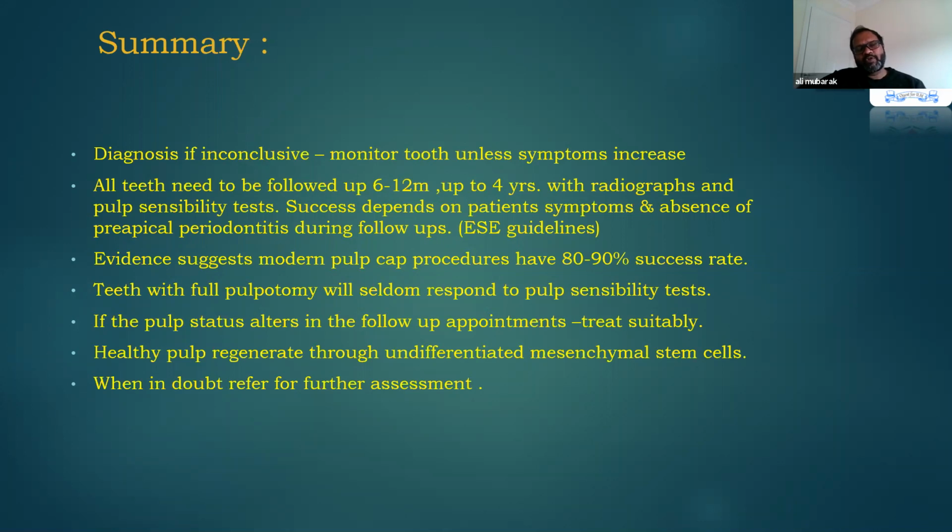Now, evidence suggests that most pulp cap procedures have an 80 to 90% success rate. This again is multifactorial. You could find people of a younger age having a higher success rate than people of an older age, but you don't have to do pulp cap procedures on people who are generally old, because you might not find much pulp tissue. If the pulp status alters, as I mentioned, you might have to treat them suitably. Always remember, there are undifferentiated mesenchymal stem cells inside a healthy pulp, and they can regenerate. So please try and retain the vitality of the pulp.